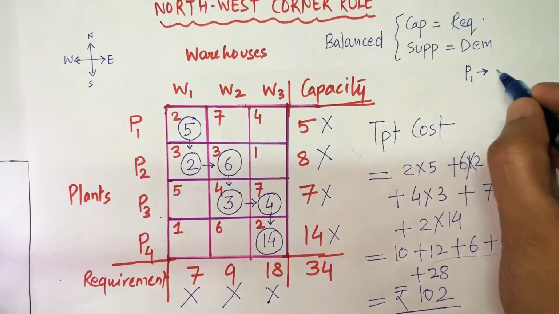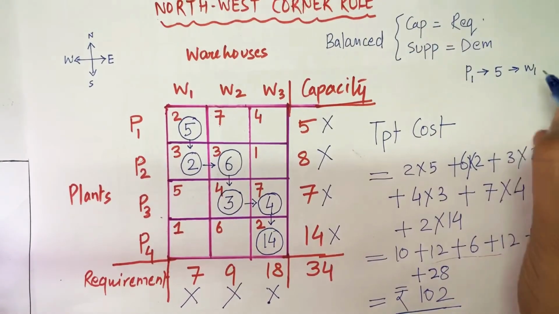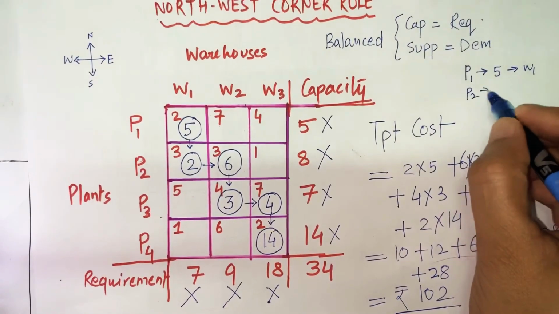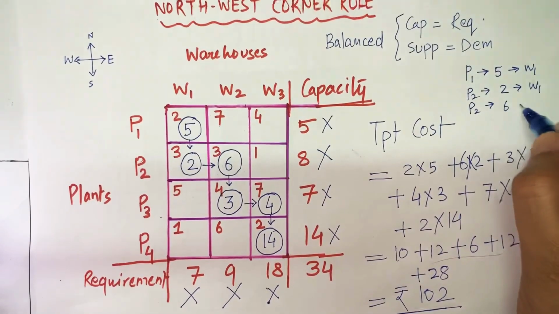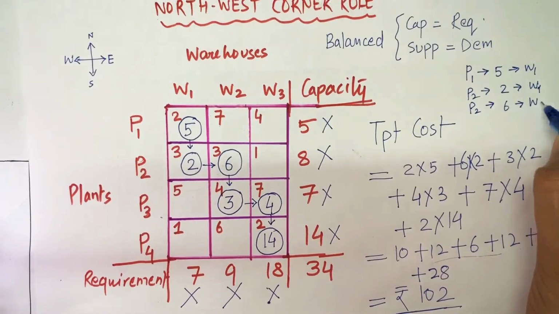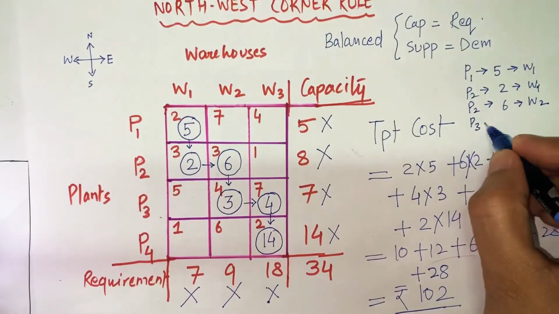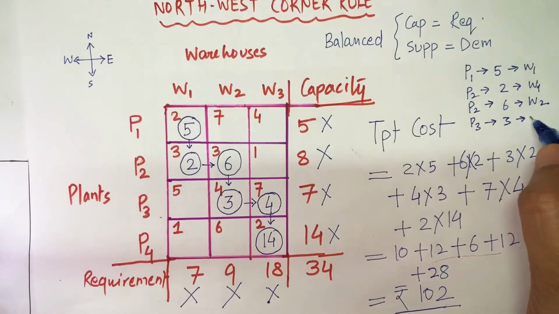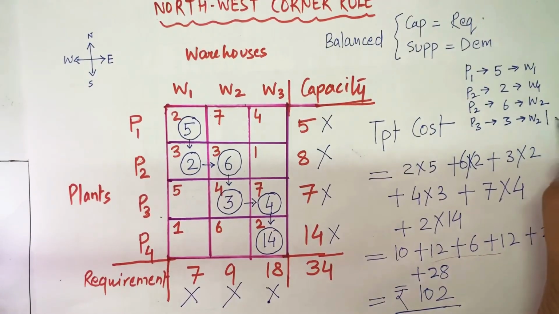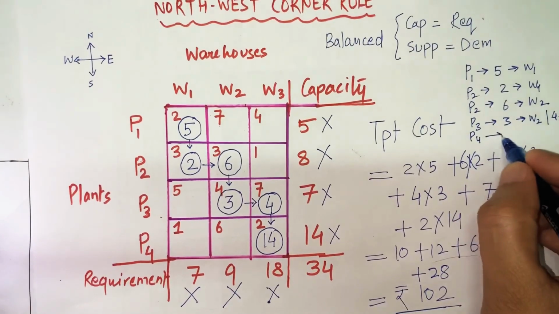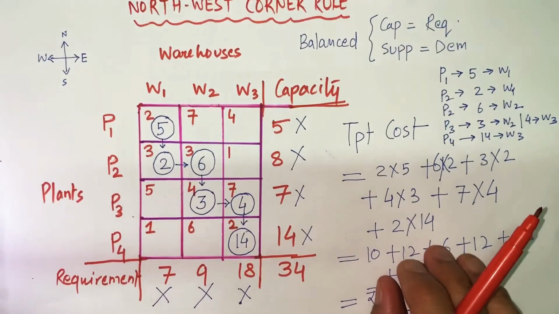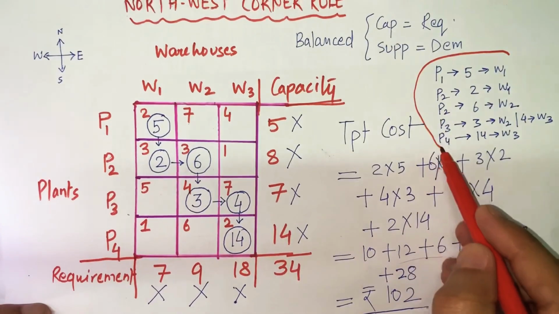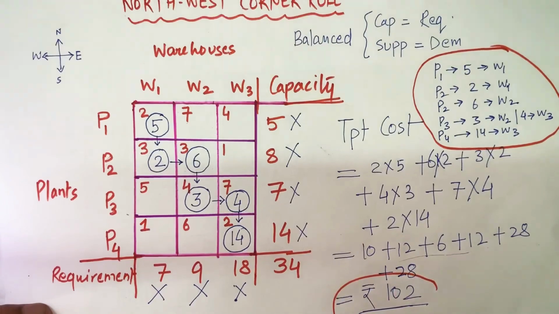One more time. P1 is going to give 5 units to W1, right? P2 is going to give 2 units to W1, and P2 is going to give 6 units to, sorry, it is W2. P3 is going to give 3 units to W2, while 4 units to W3, and P4 is going to give 14 units to W3. So this is actually the plan. Okay, I'm just going to shift a little bit right. This is the plan of transportation, and this is the total transportation cost.